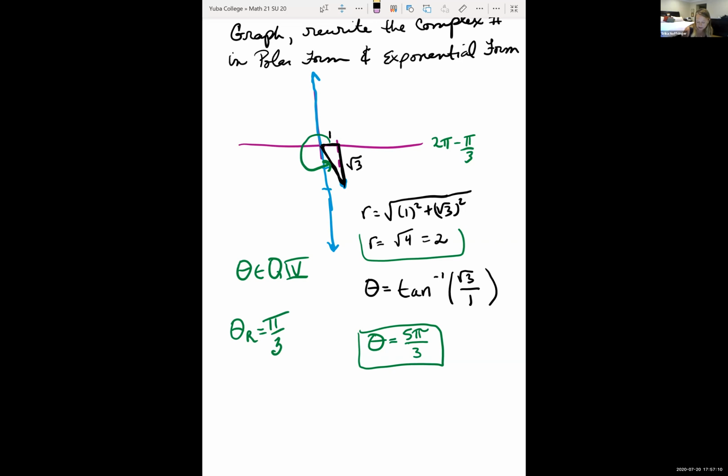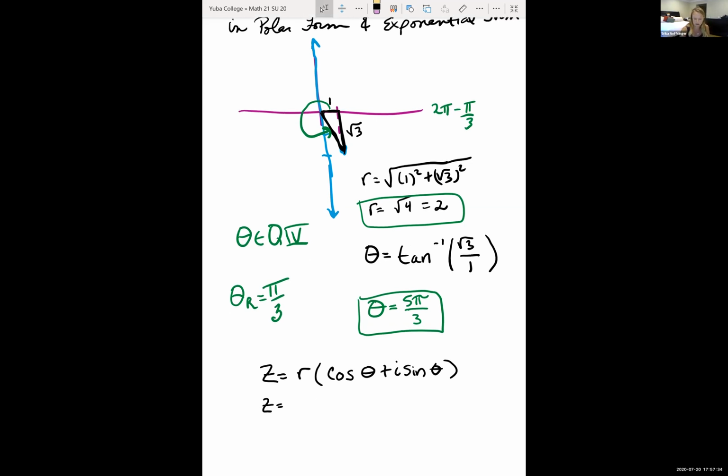Okay. This is not our answer, but this is going to help us come up with our answer. So z can be written in polar form, again, as r times the quantity cosine theta plus i sine theta. So z is equal to, we figured out r is 2, and theta was 5 pi thirds. So 2 times cosine 5 pi thirds plus i sine 5 pi thirds.